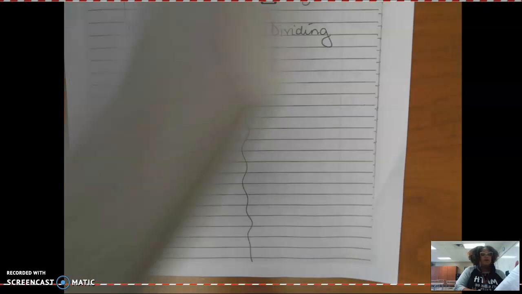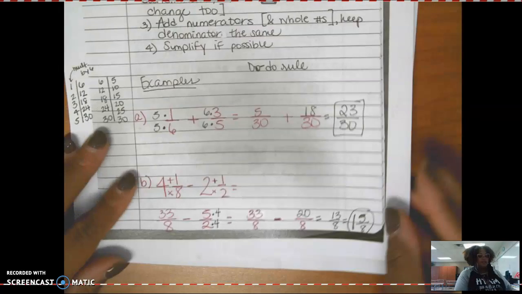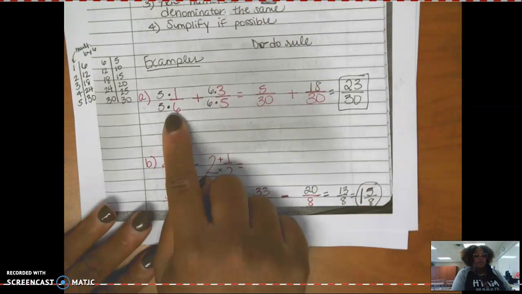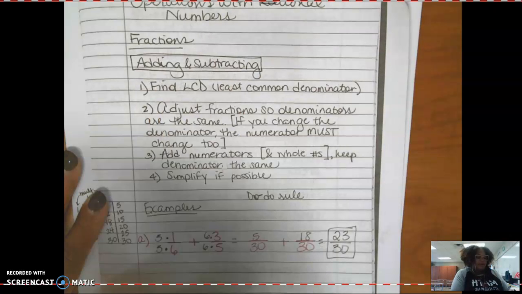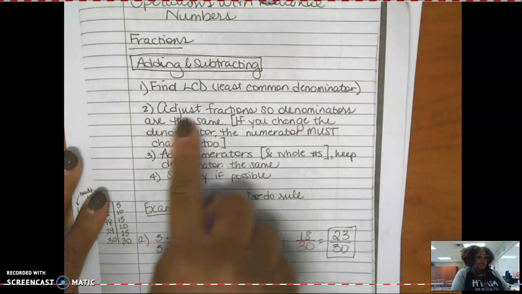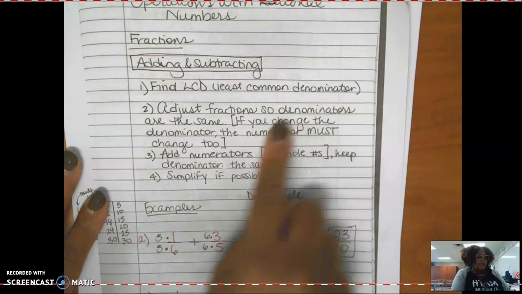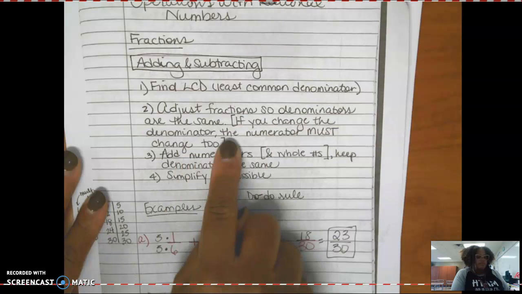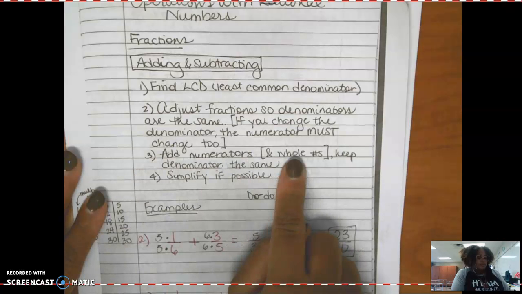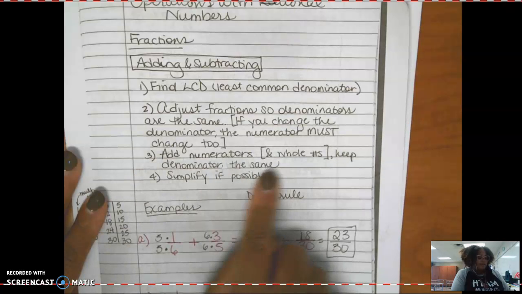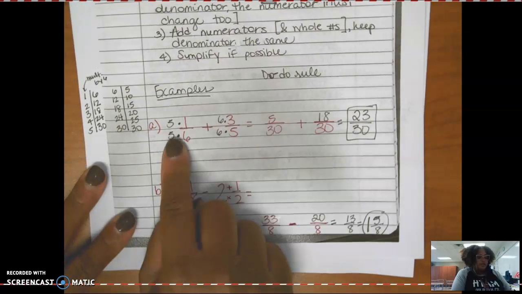Then on the next page, we went through this example in class. We discussed fractions, adding and subtracting fractions. Find a common denominator first. Adjust your fractions so the denominators are the same. And if you change the denominator, you must change your numerator too. Add the numerators and whole numbers if they're there, and then keep the denominator the same. Simplify if possible. I mentioned the do-do rule down here in our example.